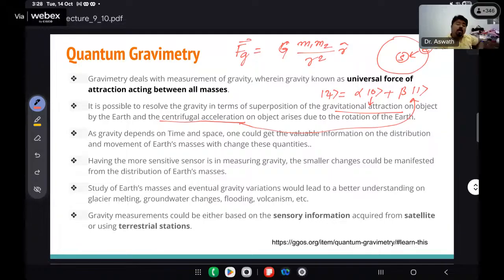So what one can do is have more sensitive sensors in measuring this gravity effect, and even small changes could be manifested from the distribution of earth masses. So even a small change of glacier melting, what would be the effect on earth's gravity and the object, you can easily find from there. Basically earth gravity is dictated by the mass of the earth. If it's redistributed, for example, the gravitational force on the moon due to earth may change because of redistribution of the material on the earth.